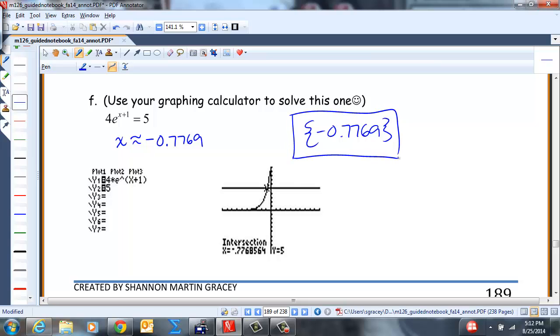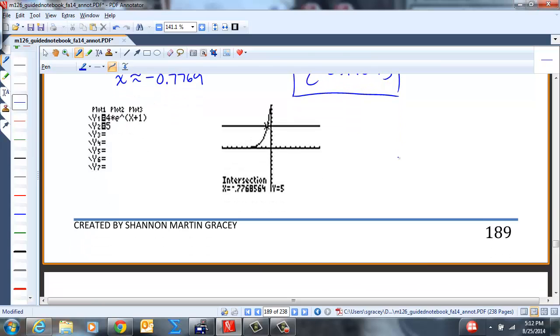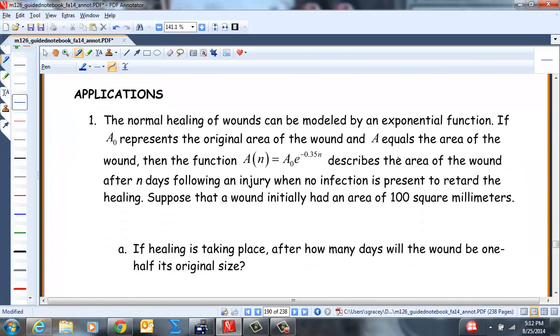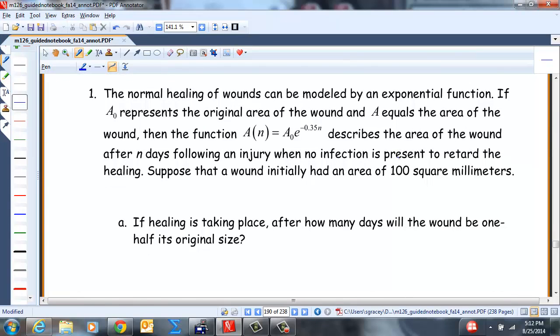Okay. All right. So a couple applications. I chose the ones that we had done in the last section, so that this time we're solving for a different portion of it. Before, we had the number of days, and we were figuring out the size of the wound, and now we'll be given the current size of the wound, and we want to find the number of days.